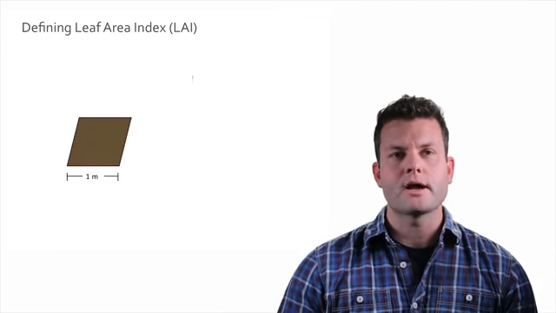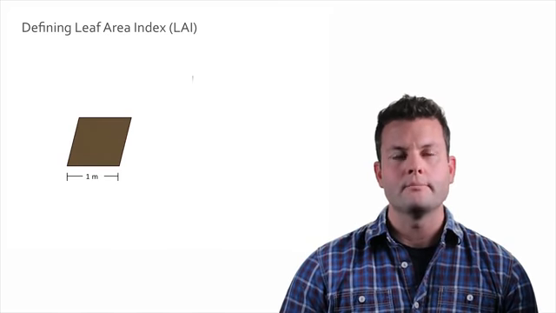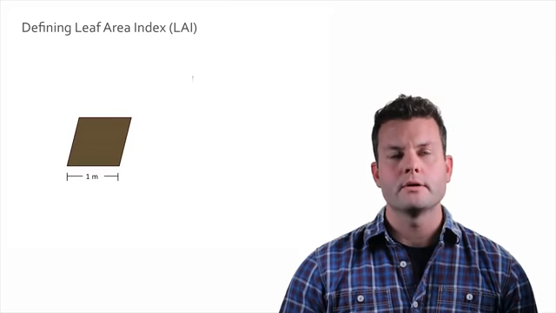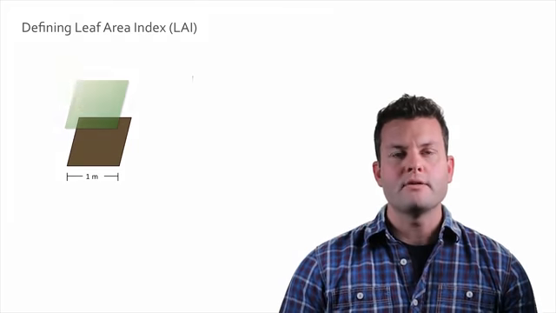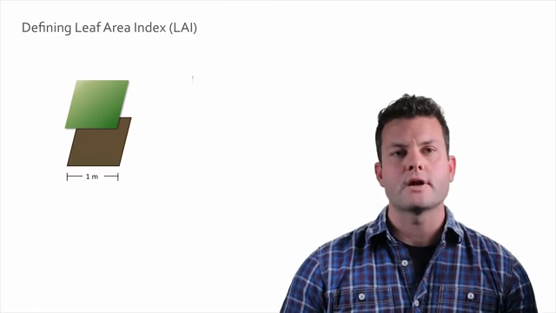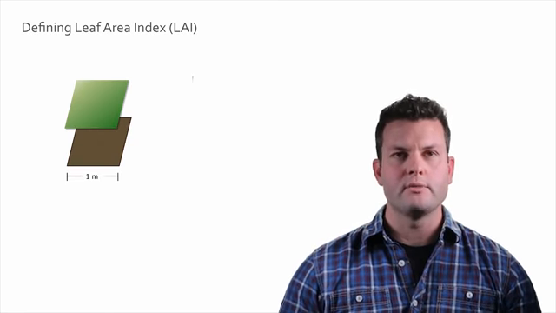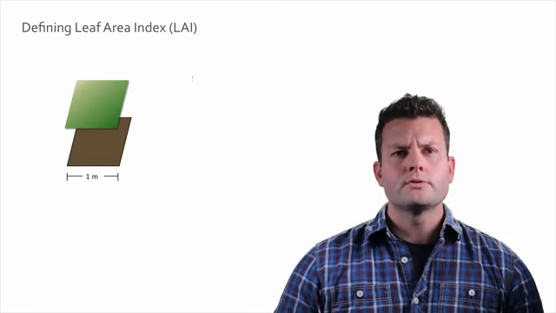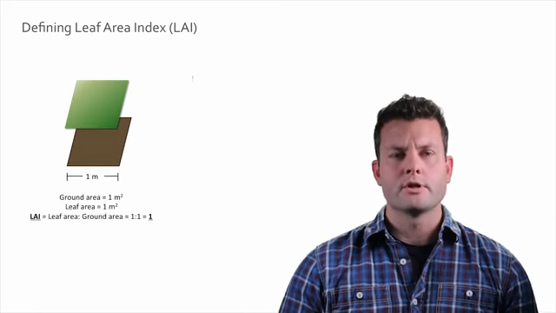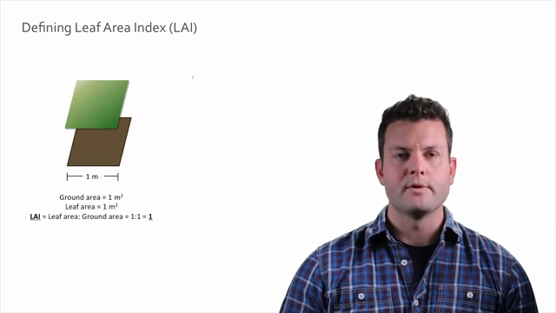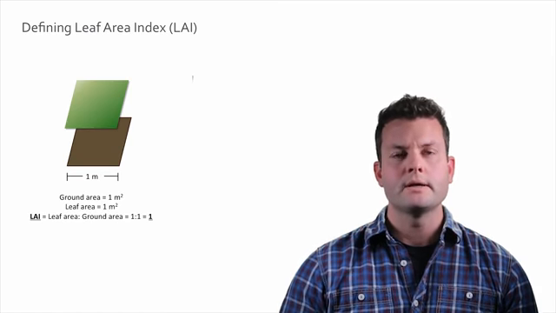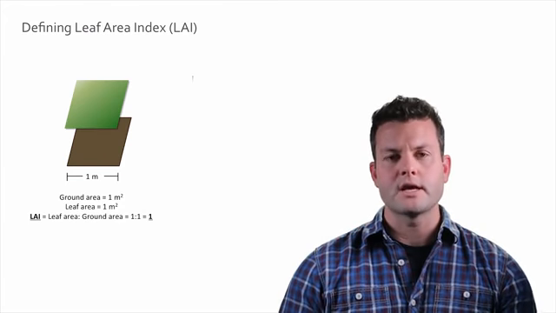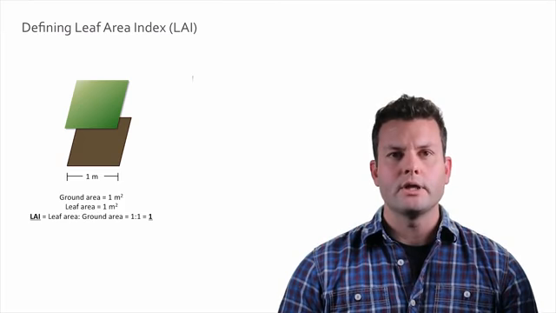Imagine, for example, that you have a plot out in the forest or out in your crop. That plot is 1 meter on each side, so we have 1 square meter of ground area. And then above that, that entire area is covered by leaf area. Imagine we have a really big leaf covering that full area of the plot. So to calculate LAI, first we know that we have 1 square meter of ground area and 1 square meter of leaf area. LAI is then the ratio of leaf area to ground area, in this case 1 to 1. So LAI would equal 1.